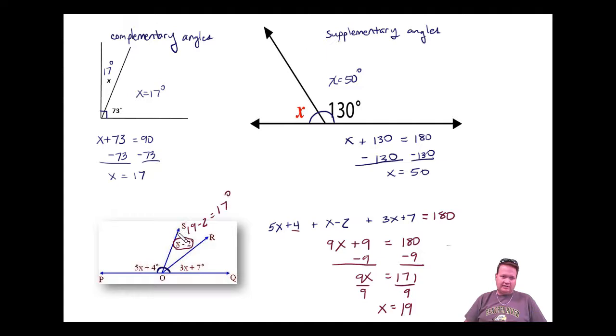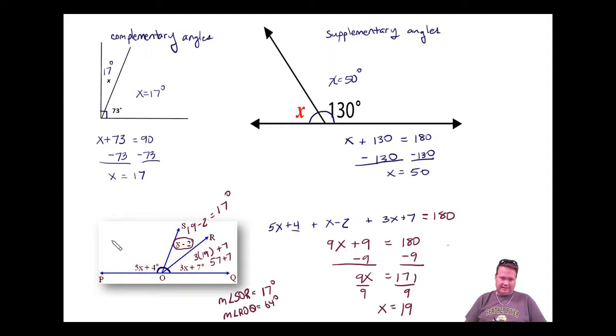That would be angle SOR. So the measure of angle SOR is 17 degrees if you follow the letters SOR. Let's go find this one. X again is 19. That's 3 times 19 plus 7. And 3 times 19 is 57, and 57 plus 7 is 64 degrees. So that is ROQ. So the measure of angle ROQ is 64 degrees.